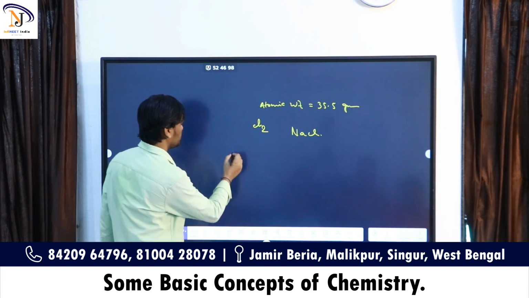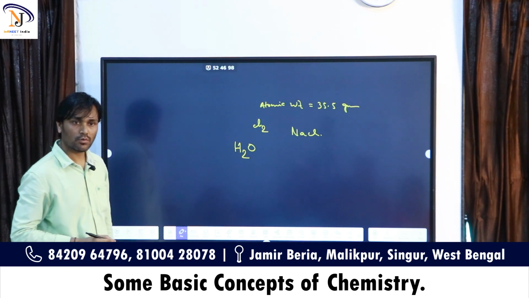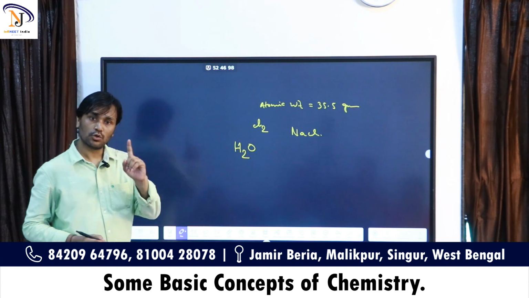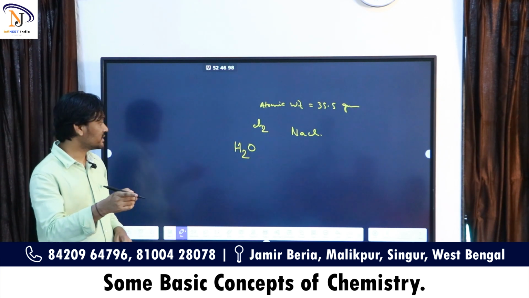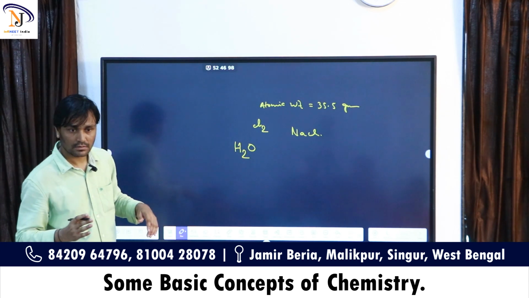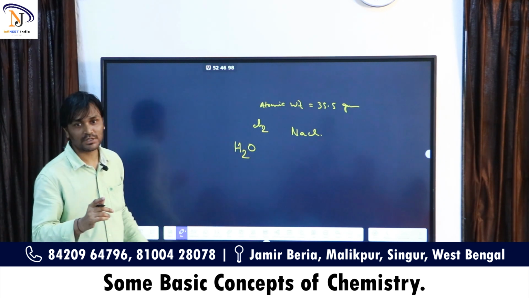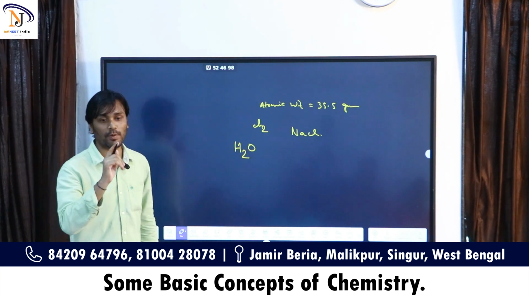Suppose H2O, it is the water molecule. So the valency of oxygen here is 2. Why? Because, as I already stated, the number of hydrogen atoms that can be replaced from the molecule. Here 2 hydrogen atoms can be replaced from the water molecule. That's why the oxygen atom has valency 2.